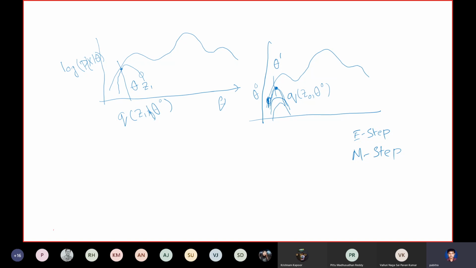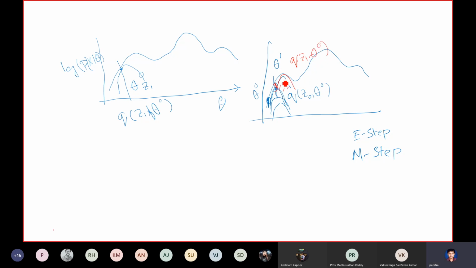All right. So in the next step, you look at theta 1 and try to get another Q which best approximates log of P at theta 1. Let me change the color. So get another Q which best approximates at theta 1. So among all these, get a Q. Now fix that theta 1. Now move to the, let's call that Q of Z1, theta naught.